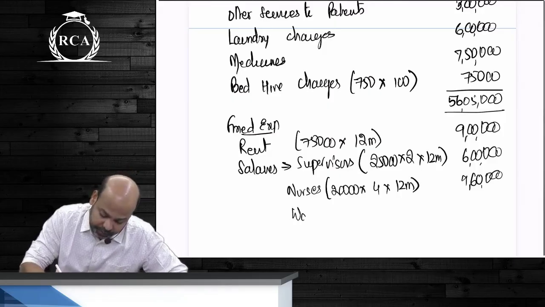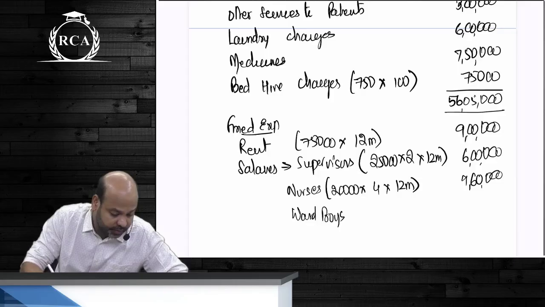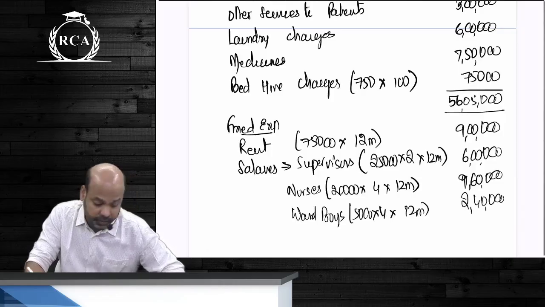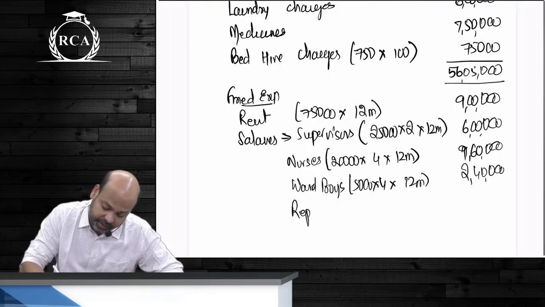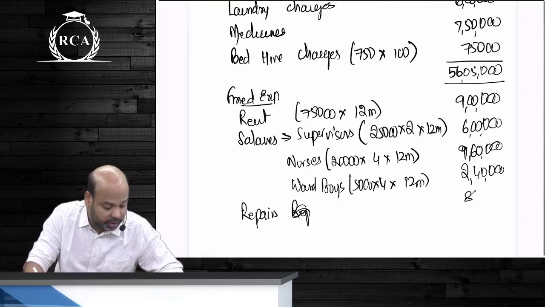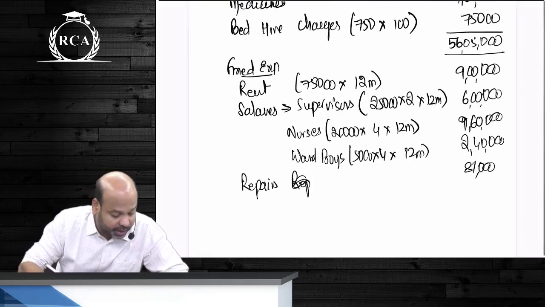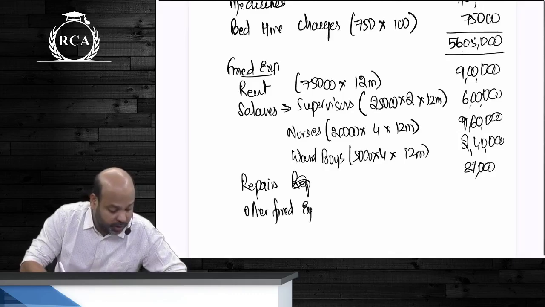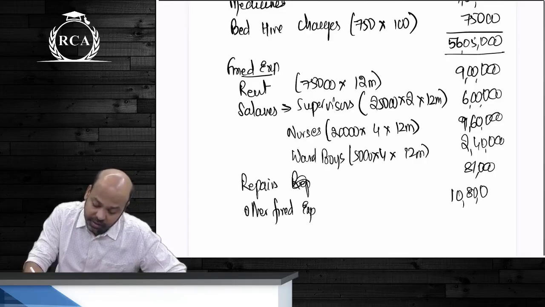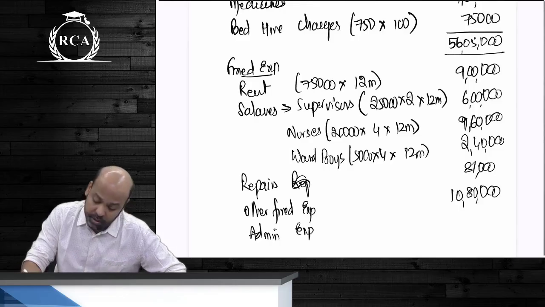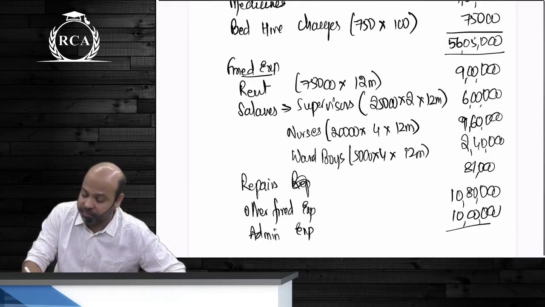Ward boys beta, 2,40,000. 5,000 per month into 4 ward boys into 12 months. Correct beta 2,40,000. And then guys, we have repairs given as fixed expenditure. Did you all get the amount of variable expenditure beta? Repairs के बाद में directly क्या है? Other fixed expenses 10,80,000 guys, and admin expenses beta are 10 lakhs. All put together beta fixed expenses कितना है?